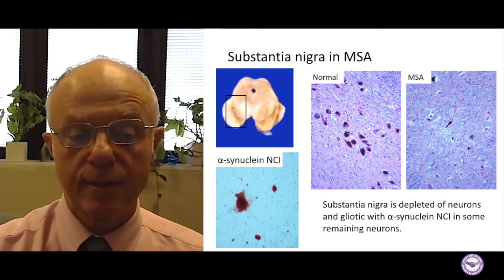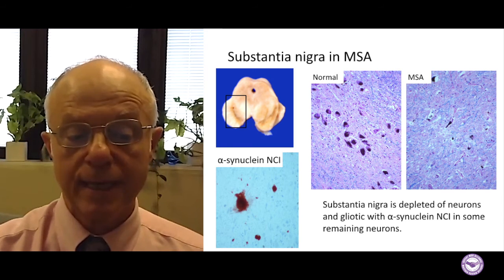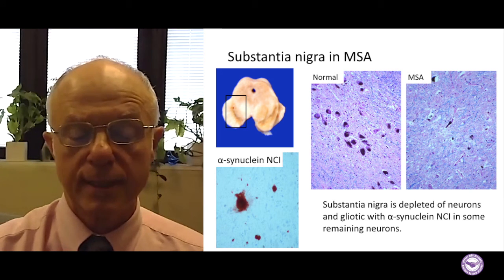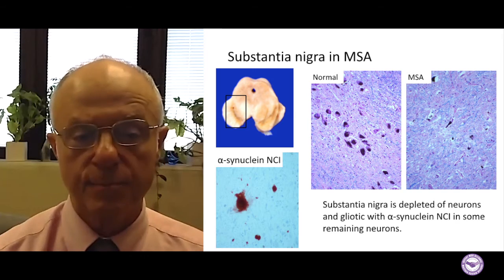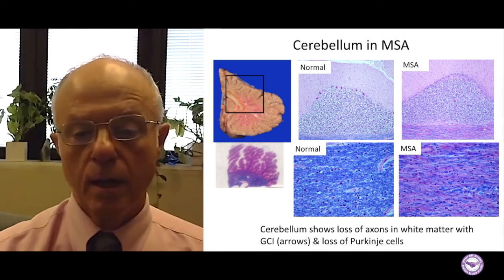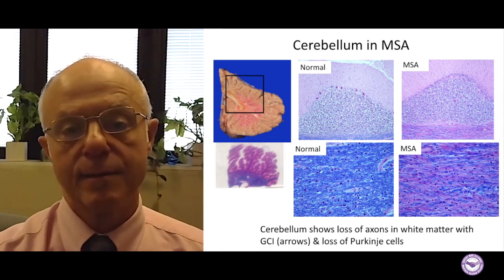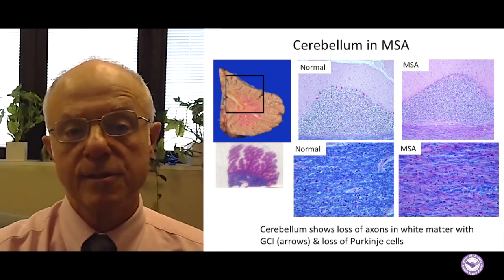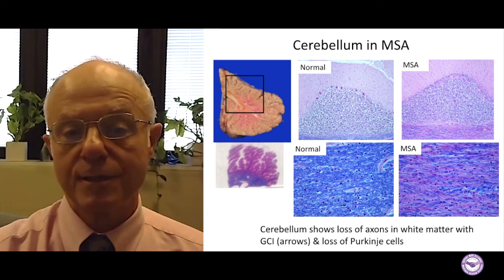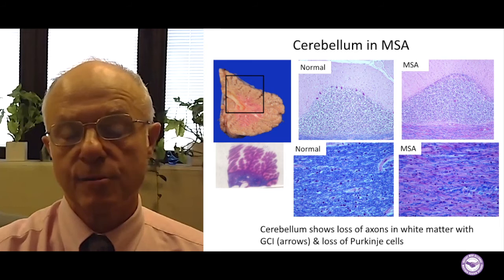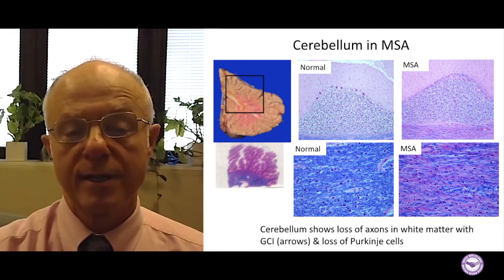That's confirmed here with the alpha-synuclein immunohistochemical staining. This is a neuron filled with alpha-synuclein in the neuronal cytoplasm. One other structure that we might look at, and normally to make the diagnosis of MSA, we would sample many different structures in the brain and look for the presence or absence of these inclusions and the presence or absence of neuronal loss and gliosis.